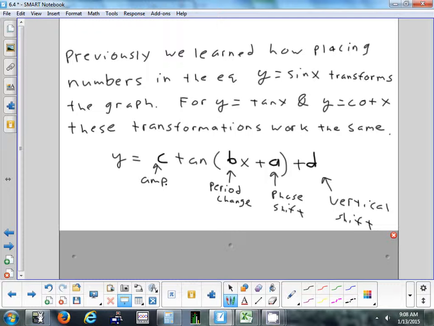If you multiply by a number in front of the trig function, that's a vertical stretch or compression. Depends if it's bigger than 1, c would stretch. If it's between 0 and 1, it would compress. And then we also talked about having a negative here. If c is negative, that's going to cause a reflection over the x-axis.